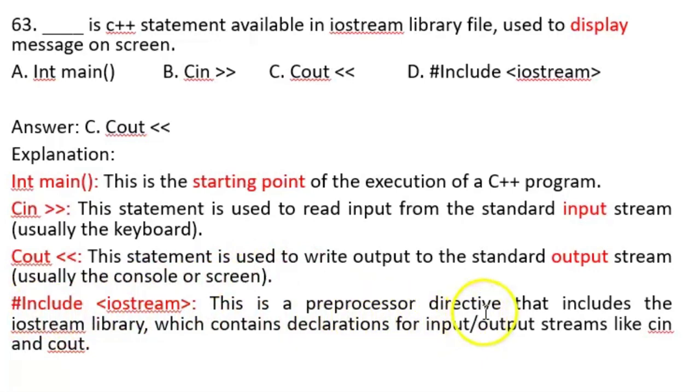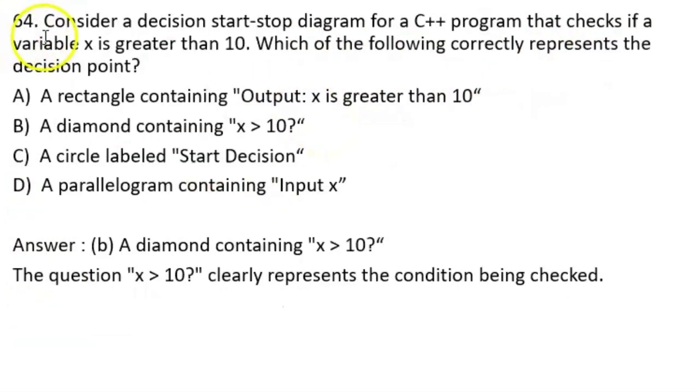And #include <iostream> is the preprocessor directive that includes the iostream library, which contains declarations for the input-output streams like cin and cout. The answer is cout.